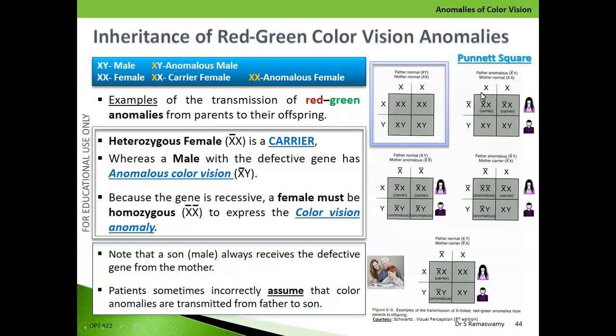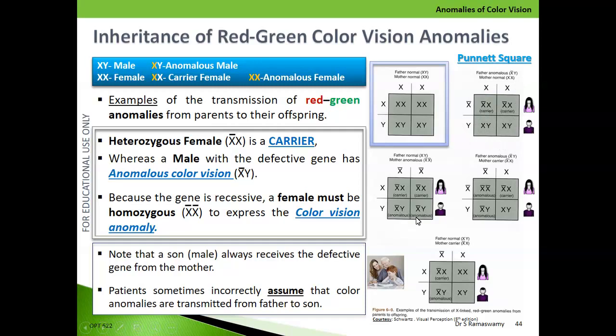So in the very first example, let's call this number 1 and 2, 3, 4, etc. In this example, you can see the dad is anomalous, mom is color normal. So in this case, if they have 2 daughters and 2 sons, both the daughters would actually receive the anomalous gene from the dad. So 100% of the daughters will be carriers. They may still display normal color vision. If you test them, they'll have normal color vision, but they will be having the defective gene. So 100% of the daughters will receive the anomalous gene from the dad. As far as the sons are concerned, 100% of them will not have the color vision defect.